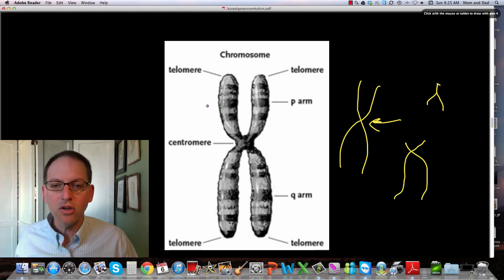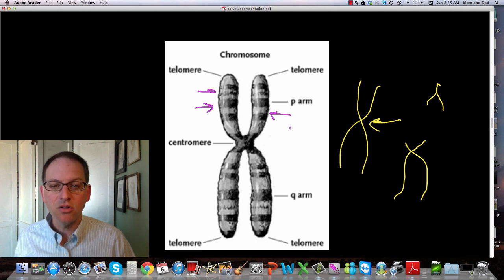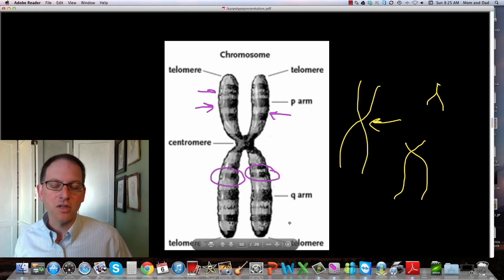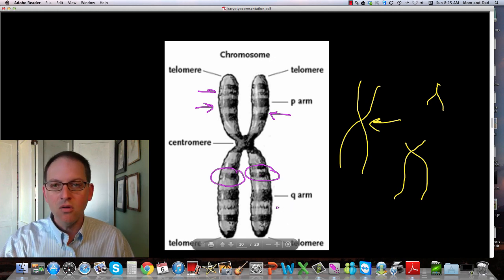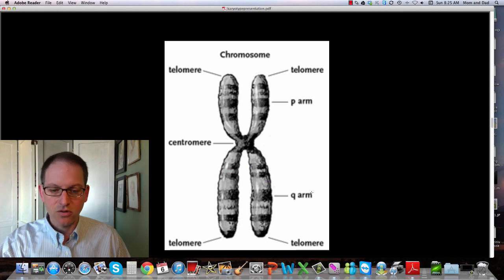The other thing we're going to be looking at are these bands. Many times when a karyotype is done, certain chemicals are used, and you can see these bands on the chromosomes. That also is going to help us when it comes to arranging these chromosomes.